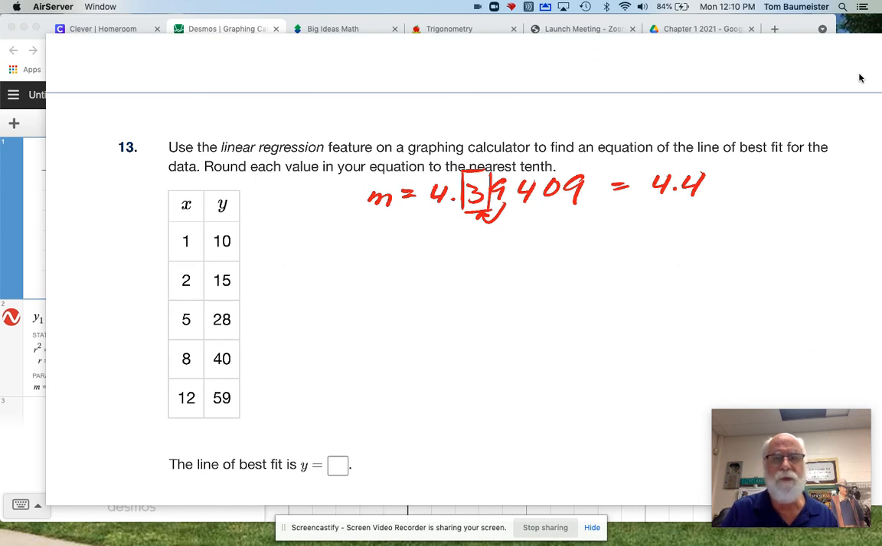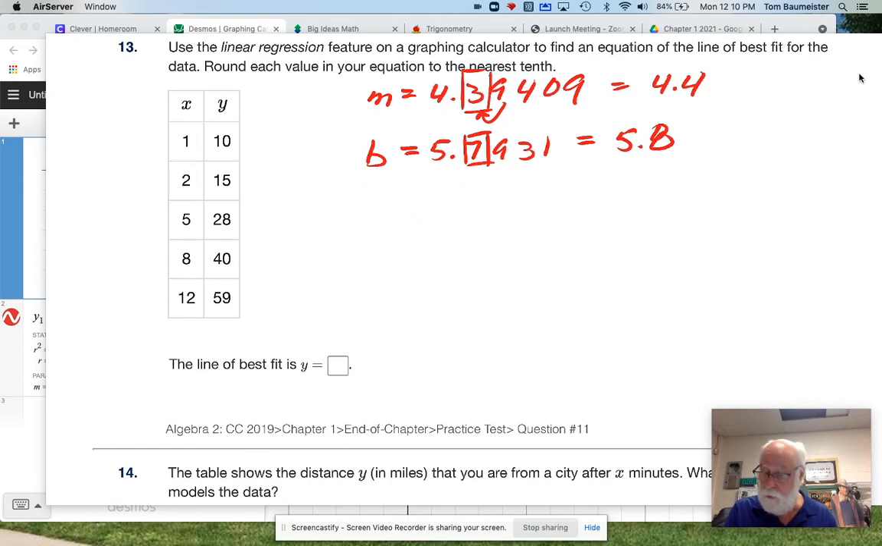And they are pretty strict on this. I have seen them take it again. I'll give you partial credit, but I did notice last semester actually, that they were pretty strict. If they said to the nearest tenth and you did it to the nearest whole number, they marked it wrong. So our B here was 5.7931. Again, that's the tenth. So we are going to say that is 5.8. So our equation then, the line of best fit, would be y equals, I already got that for you, so you're just going to put in 4.4x plus 5.8. Okay?